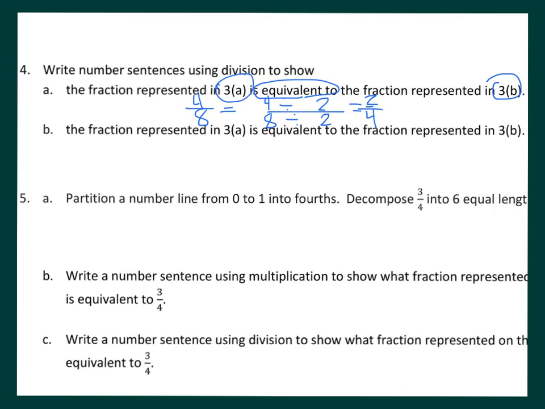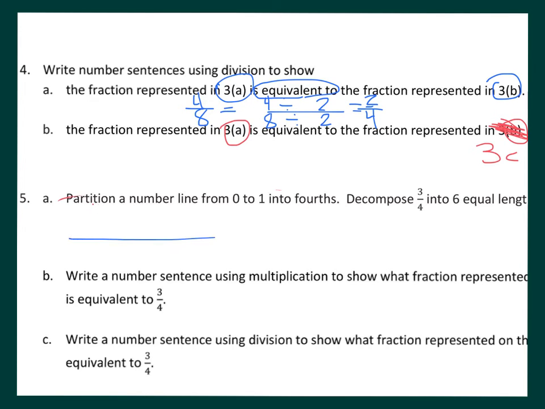Now it's very important that you notice that letter B asks you to compare 3A to 3B. This is supposed to say 3A to 3C. So please make sure you compare 3A to 3C. Now for the last question I want to show you, it's the one here, partition a number line. I keep using that instead of the little pointer thing. So we want to partition a number line from 0 to 1, and we want to cut it into fourths.